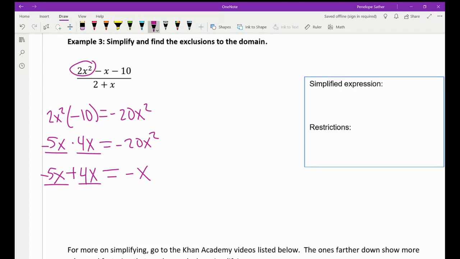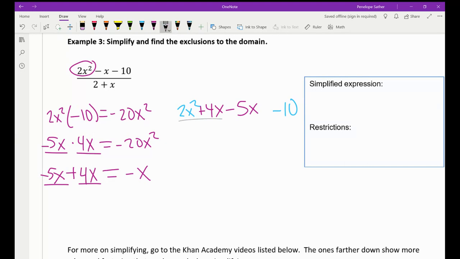All right, so now what we're going to do is take our original problem, 2x squared, and the minus 10 piece from that. And we're going to end up taking our terms that we just found. I'm going to put the 4x here and the negative 5x there. Put it all together, and now we're going to do some factor by grouping.